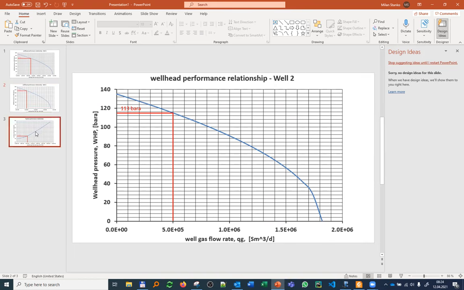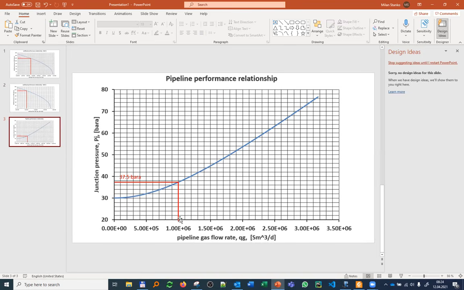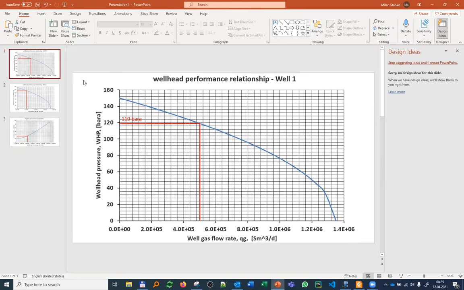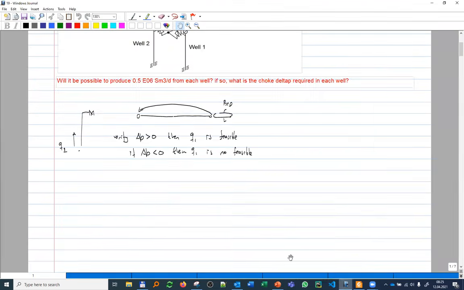Okay, but if I want to produce a rate of 1 million, 1.5 plus 0.5, then that means that I need to have a required pressure at the inlet of the flow line of 37.5. So that means that I have to choke both wells, and I can calculate how much that will be. So let me just copy this to the journal.